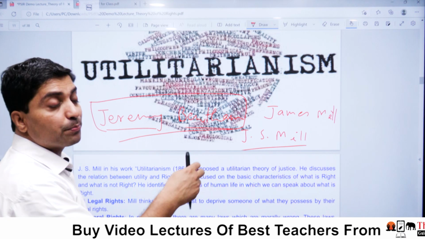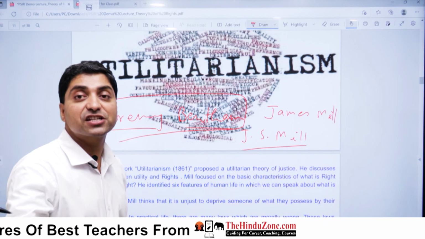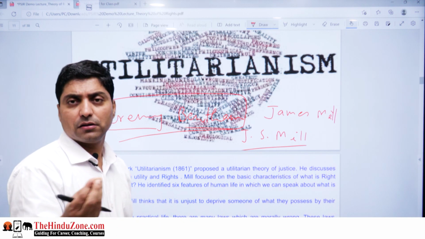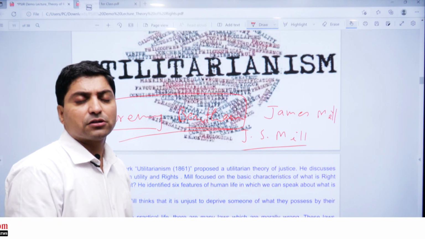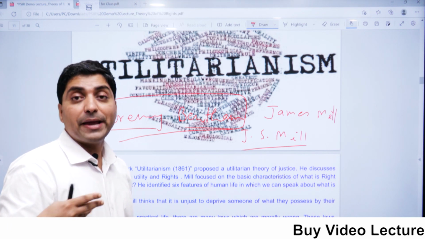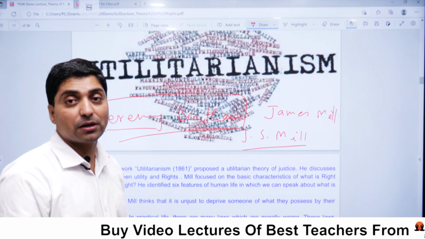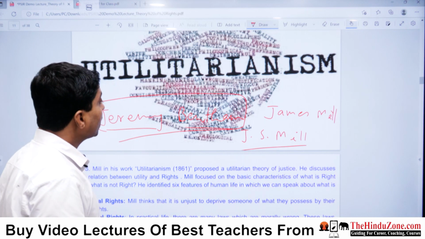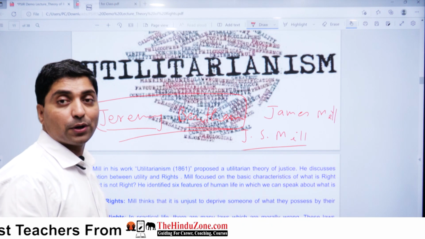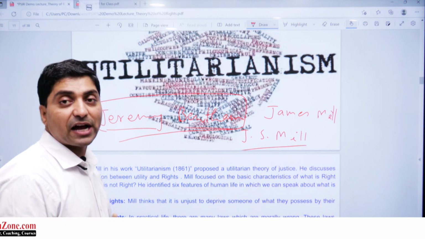The state should make a policy, or any law, that will benefit the maximum number. And if a few people do not get an advantage, that's fine. But government should make law or frame policy so that it can benefit the largest number, right? Now, this policy was very popular. This idea was very popular, that government should make law that benefits the maximum number.